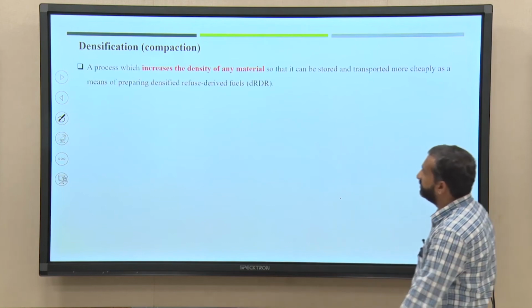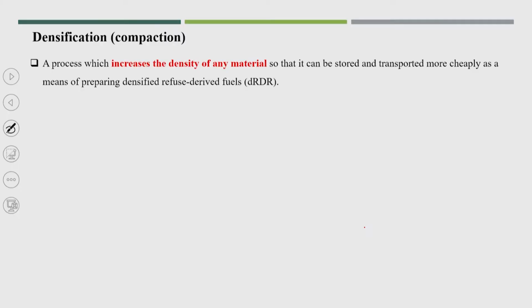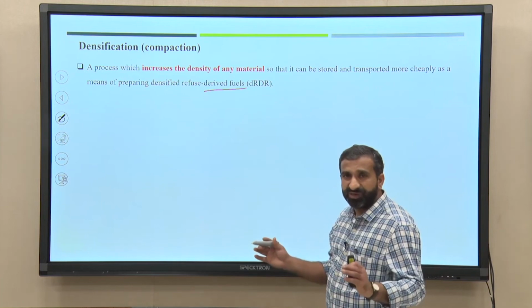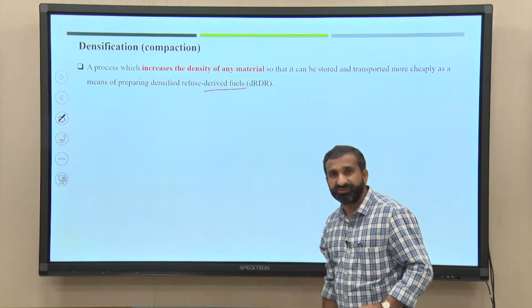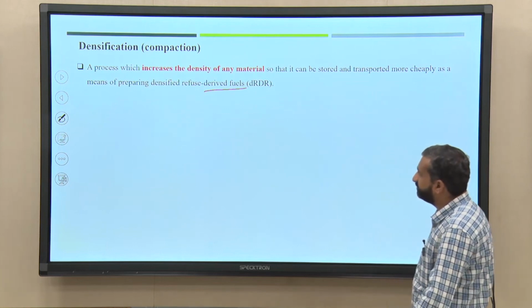Now, next is the densification or compaction. This will be the last process of the unit operations, a process which increases the density of any material so that it can be stored and transported more cheaply, as a means of preparing densified refuse derived fuel. This refuse derived fuel we will discuss in the next lecture. We call it RDF, or facility, F as in facility, because once you go for the fuel process, the waste should be compacted, so that transportation will be easy, storage also will be easy.